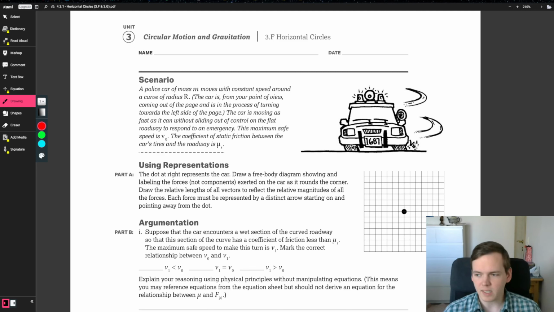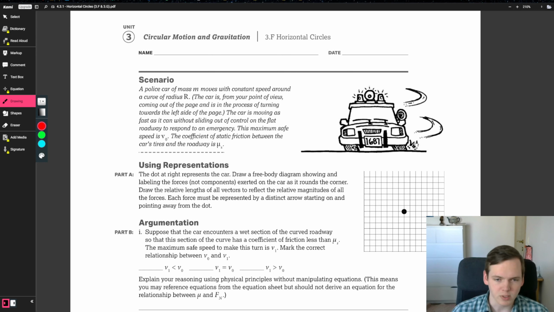Hi folks, we're going to take a couple minutes here to look through the horizontal circles and horizontal paths worksheets and just talk through the logic of each of these questions. That way, in case you have any questions, this will hopefully help out. If you still have questions after watching this, go ahead and just let me know and we'll talk through it individually.